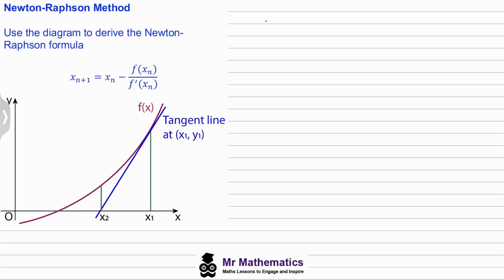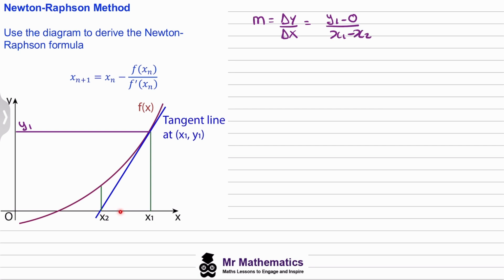And if we want to find the gradient of this tangent, this would be m. We'll have the change in y divided by the change in x. You can see the change in y is from this point, which we'll call y1, so from this point down to the x-axis. So the change in y will be y1 minus 0 over the change in x, x1 minus x2.